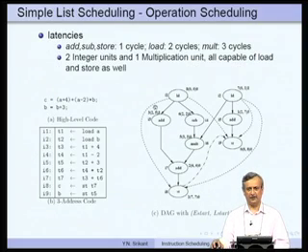So, let us consider operation scheduling on the same example. This is the example that we have with 2 integer units and 1 multiplication unit, all capable of load and store as well. Here again we do not have a ready queue in the way we had it before. We are just going to keep all the instructions ordered according to their priority, and that is our ready queue.